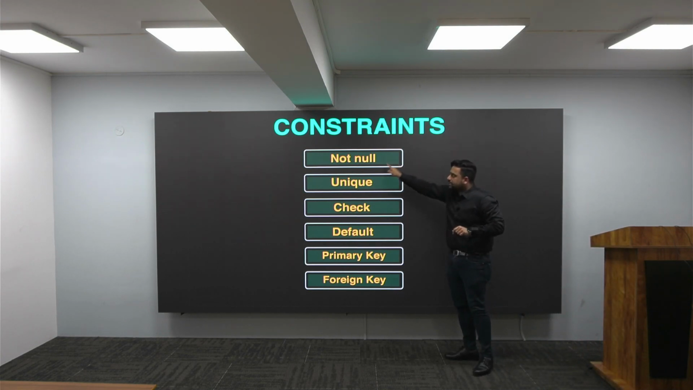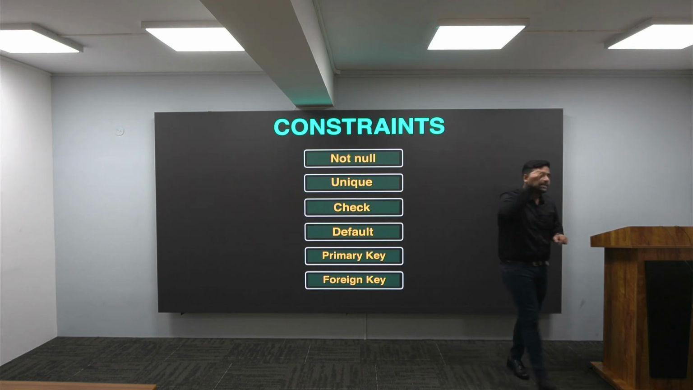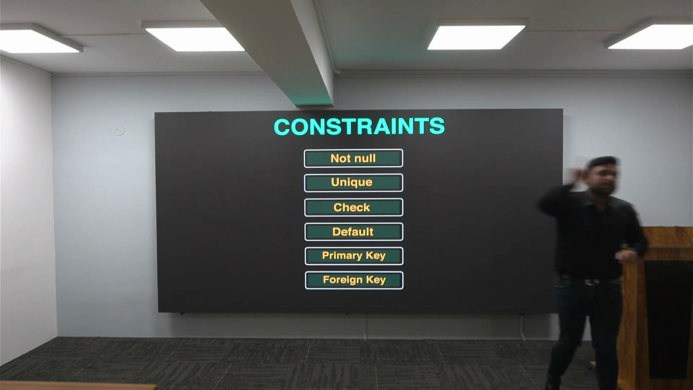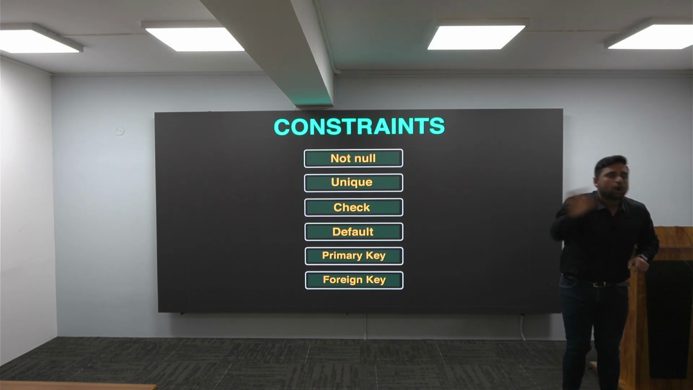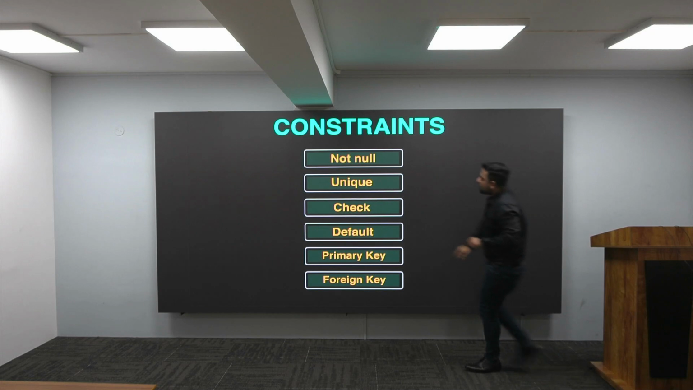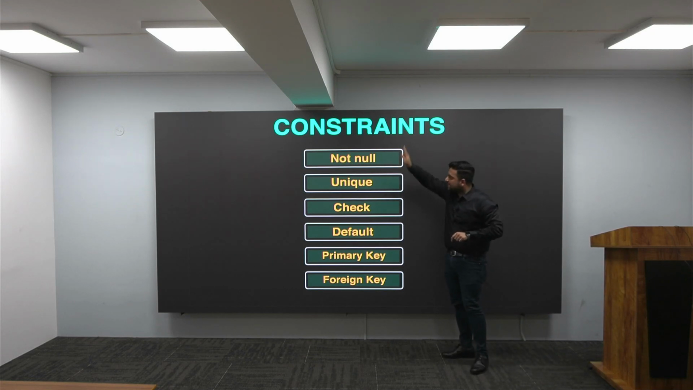Now after not null, we have unique. If you are applying unique to a particular column, then for that particular column you cannot store duplicate values or duplicate data. Did you understand over here? Over here we cannot have null. Over here we cannot have duplicate values.